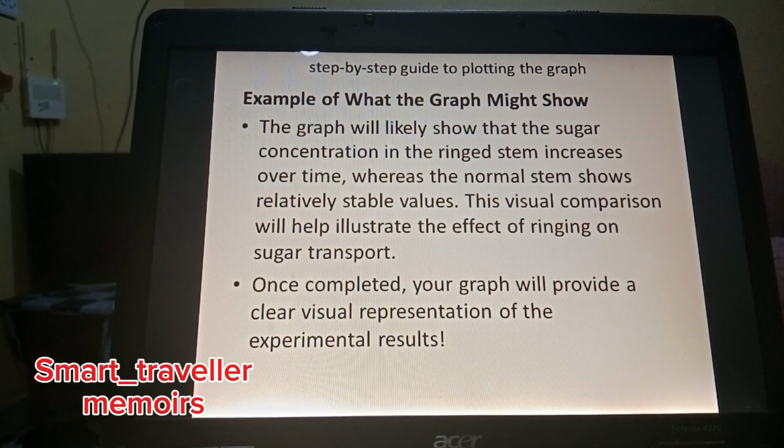Example of what the graph might show. The graph will likely show that the sugar concentration in the ringed stem increases over time, whereas the normal stem shows relatively stable values, looking at those table results. This visual comparison will help illustrate the effect of ringing on sugar transport. Once completed, your graph will provide a clear visual representation of the experimental results.